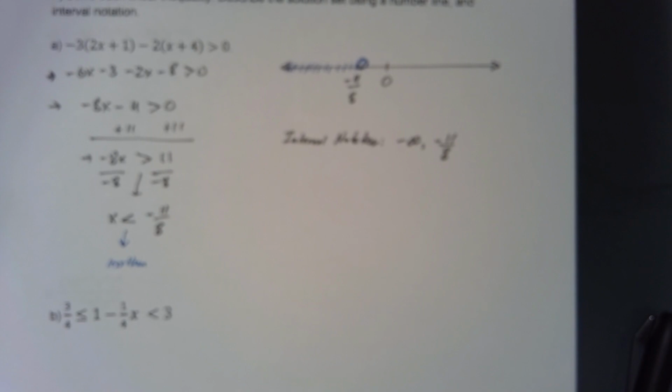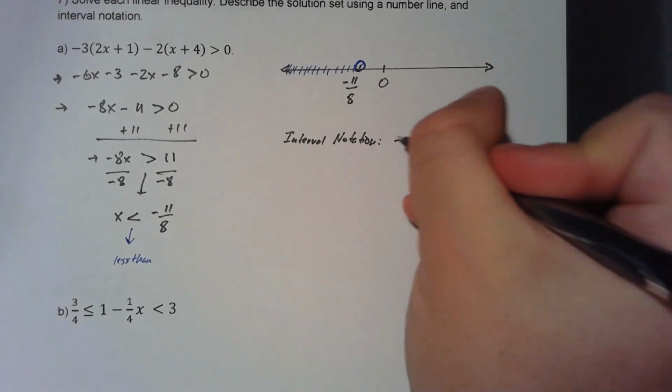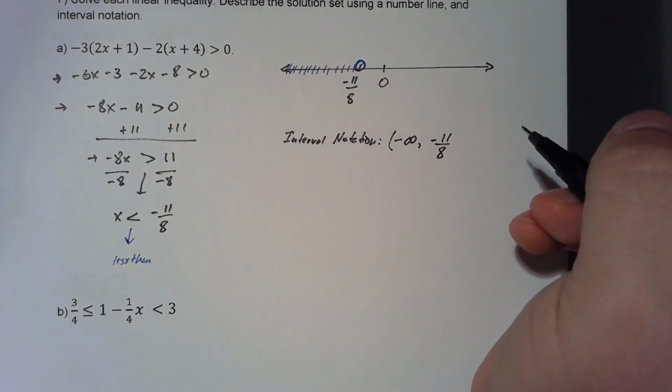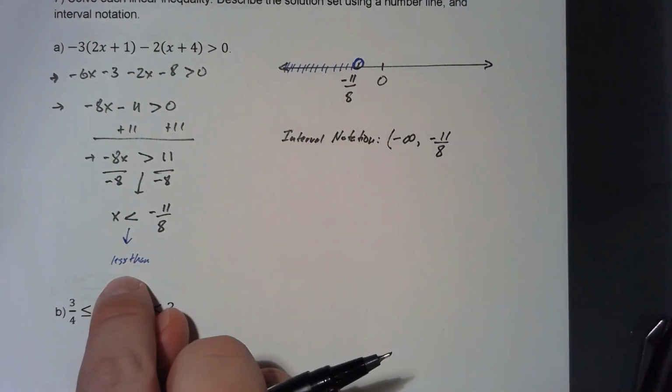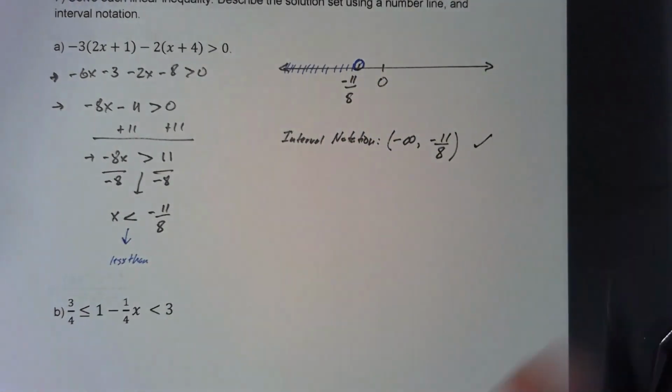Now I just have to put a bracket or a parenthesis on the endpoints. All right. Well, infinity is always open because it never stops, whether it's positive or negative infinity. And since -11/8 was not part, it's only less than, not part of the shaded region, that's also a parenthesis. That's my solution set in interval notation.